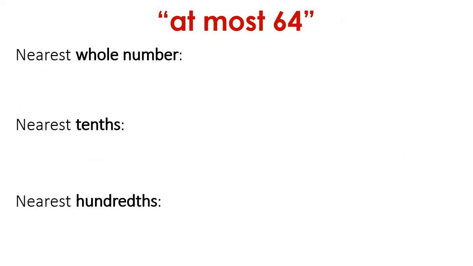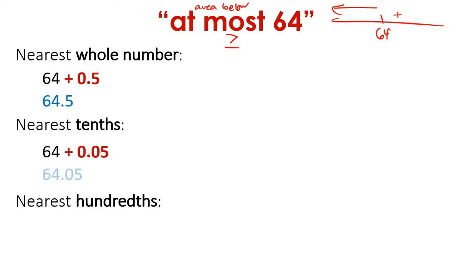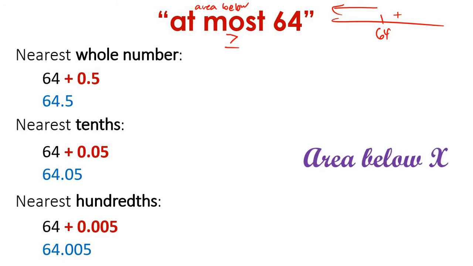How about at most? This is already the example a while ago. When we say at most, it's less than or equal. So again, that means 64 is included. So in the number line, if 64 is here and we want to include it, at most also means area below, because that is the area to the left of 64. 64 is already the maximum. So if we want to include 64, this time we are going to add. So if we are rounding off to the nearest whole number, add 0.5, nearest tens and hundreds the same. And again, if we have a given keyword of at most, we are pertaining to the area below.